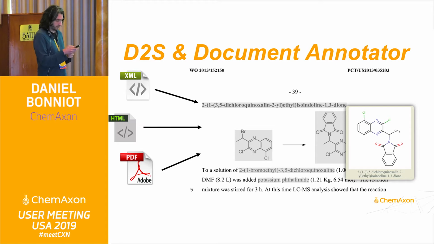So this is an illustration of our document annotator tool. So you can see that the input is these documents in various formats, and what we do is we generate a new HTML document that will highlight the names that we find. Also, it can be the images of the structures, but we use third-party tools for that. And so at the output, you have an HTML document that you can present in a web interface, for instance.